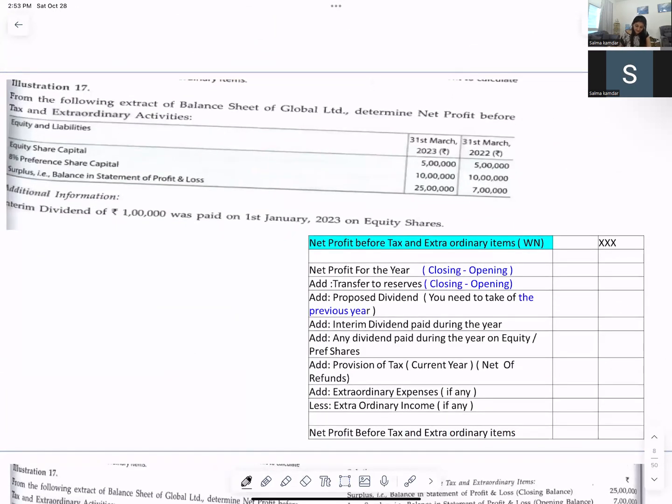Illustration number 17. This is closing. This is opening. This is the current year and this is the last year. Preference dividend would be 8% on the 10,00,000. Closing minus opening, 25 lakh minus 7 lakh. So your net profit for the year is 18 lakh.